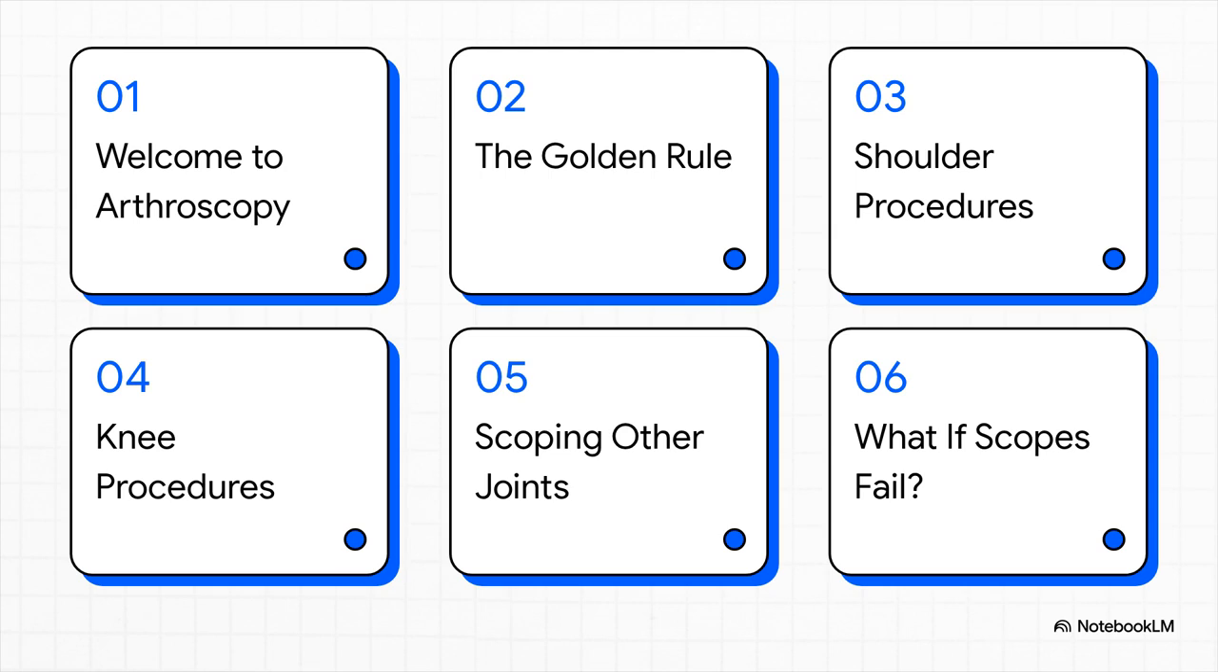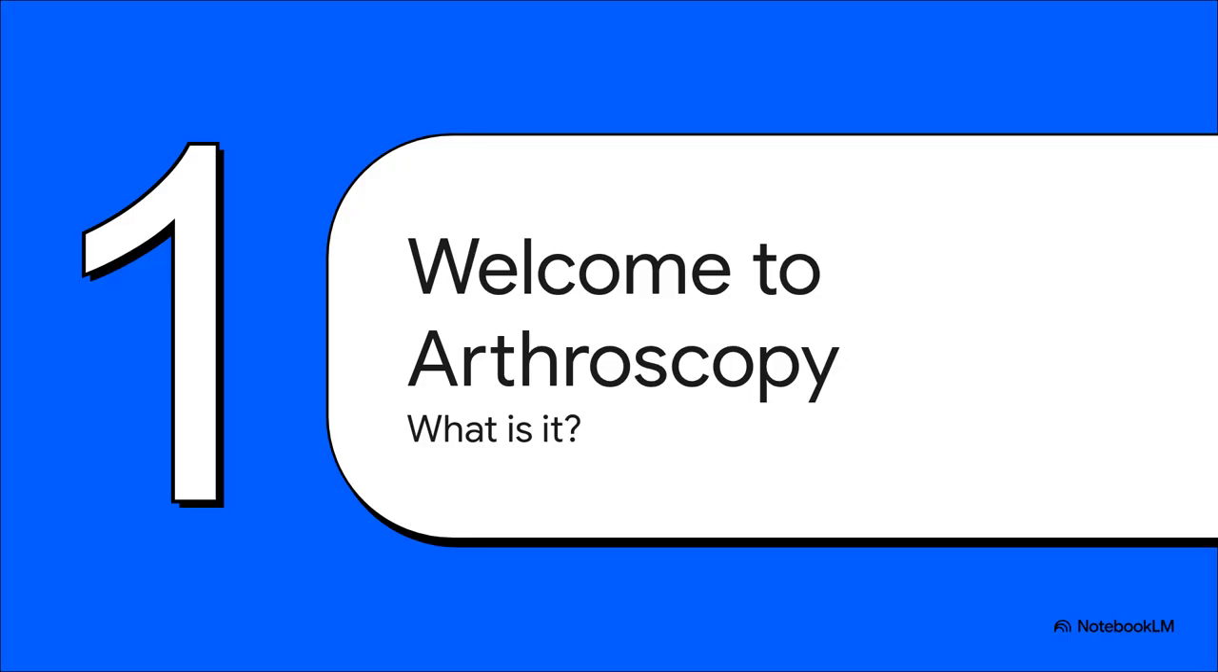Here's a quick look at our agenda for today. We'll start with a welcome to arthroscopy, then we'll hit the golden rule, followed by shoulder procedures, knee procedures, scoping other joints, and finally, what happens if scopes fail. All right, Section 1, welcome to arthroscopy.